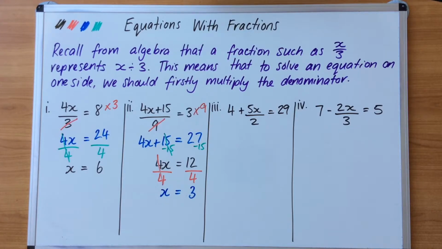Alright, let's now take a look at the third question here. It says 4 plus 5x divided by 2 equals 29. So it's a little bit different now. We have got an additional term here, which is a number 4.